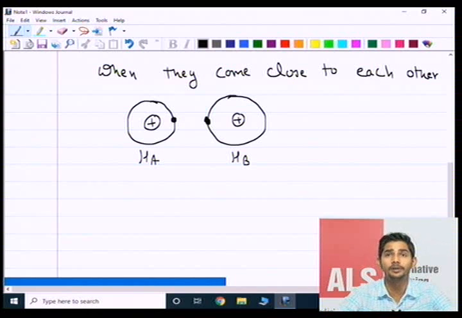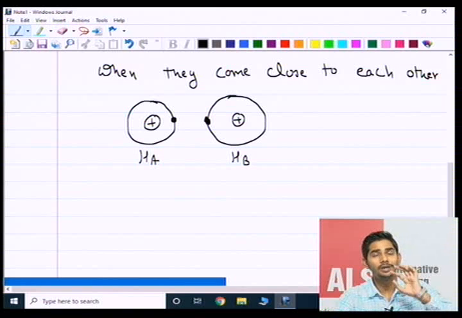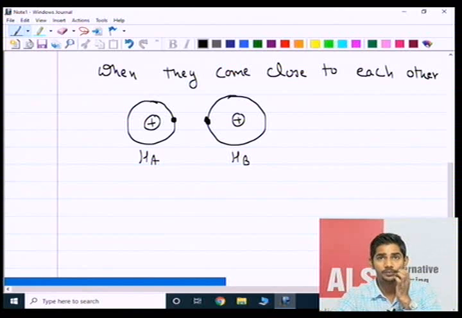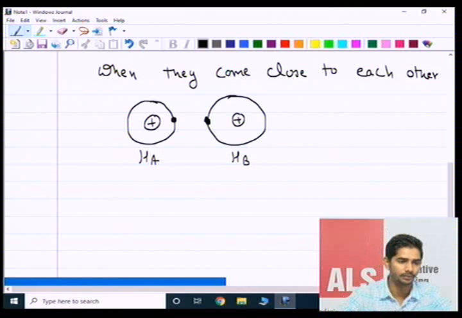When I talk about the repulsive forces, what repulsive force can act over there? Guys, we know that electron has the negative charge, nucleus has the positive charge. Electrons have the same charges, so there is repulsive force between the electrons, and there is repulsive force between the nucleus of A and B.